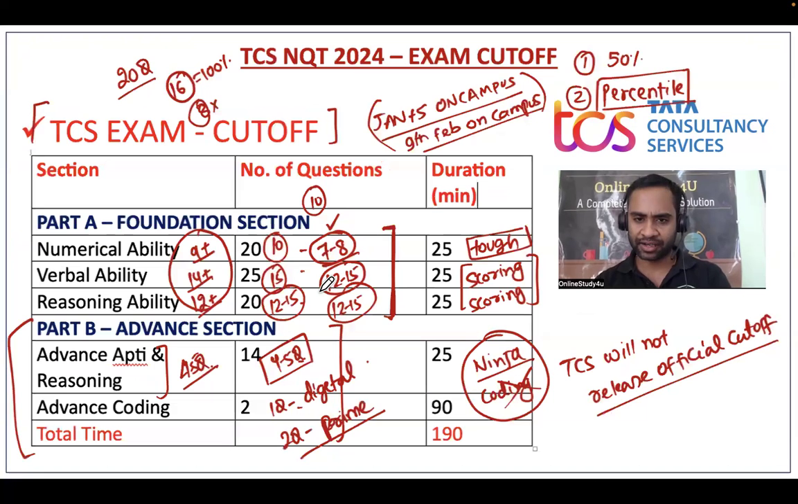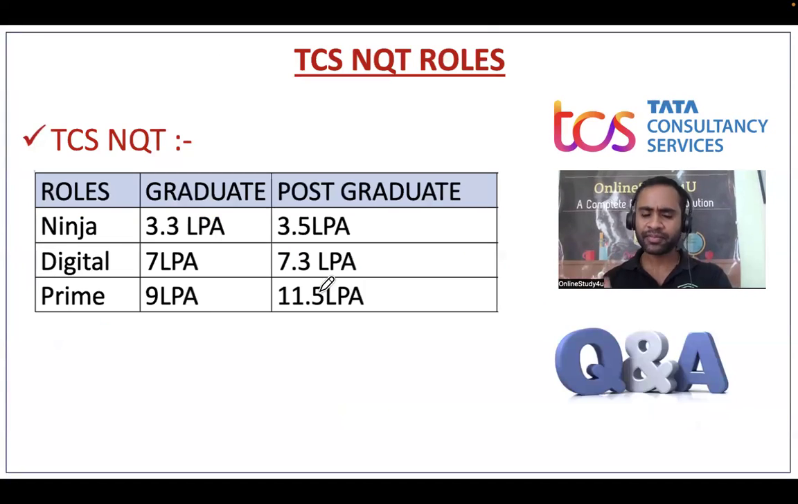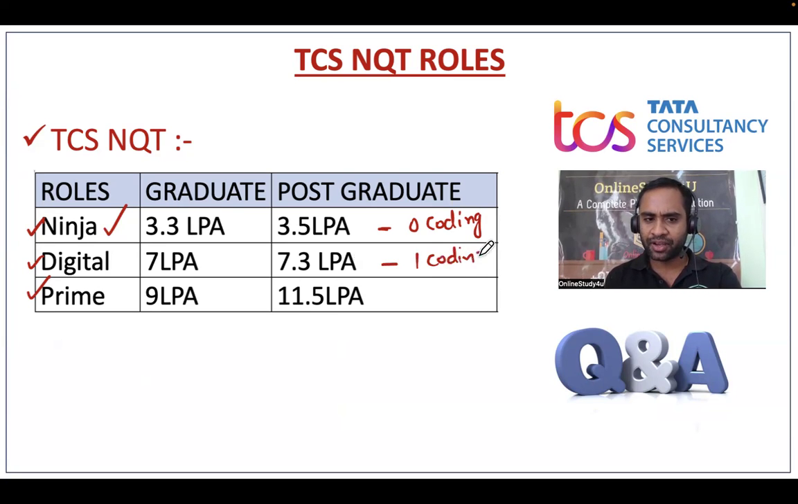We will tell you. Okay, now TCS has three roles: Ninja, Digital and Prime. If you do zero coding questions, you will be called for the Ninja interview. If you do one coding question correctly, you will be called for the Digital interview. If you do two coding questions correctly, you will be called for the Prime role.